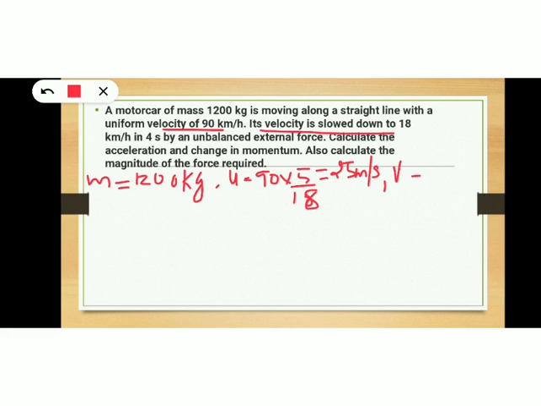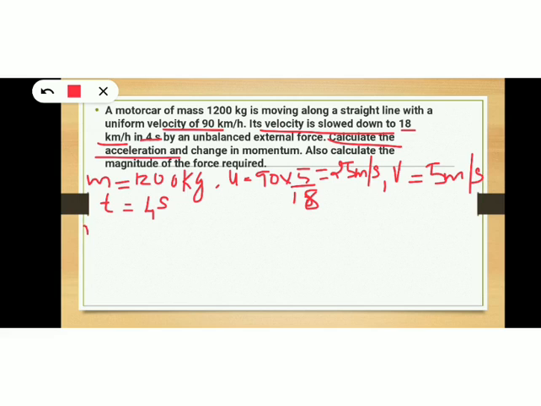Then its velocity is slowed down to 18 km per hour. So final velocity is 18 km per hour, and again you need to convert 18 km per hour to meter per second. So just multiply it with 5 by 18. So 18 into 5 by 18 will be 5 meter per second, in 4 seconds, and time is given, time is 4 seconds, by a force, and you must find out the acceleration.